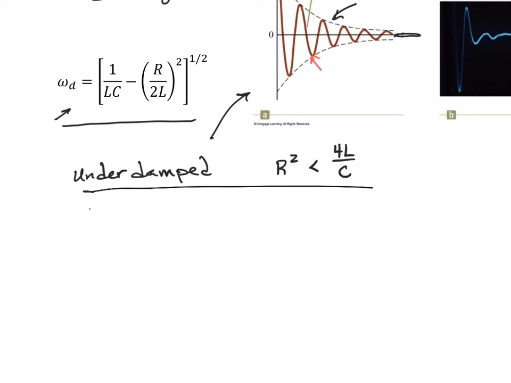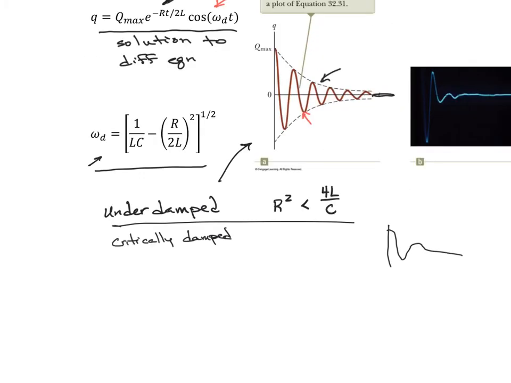Then you've got critically damped. So critically damped just means that it is just right. It's going to reach 0 in the shortest amount of time. And so you are going to see something that's a little more like that, right? So critically damped situation happens to be when R squared is exactly equal to 4L over C. That'll give us our critically damped case. It reaches 0 in the shortest amount of time.